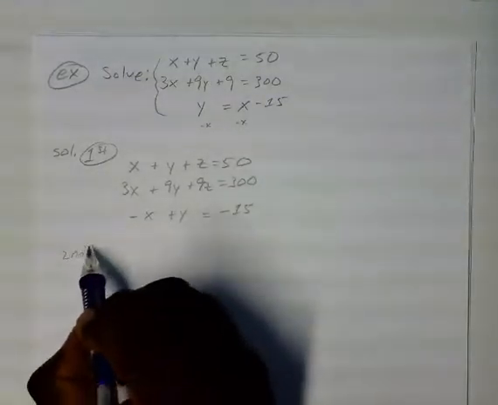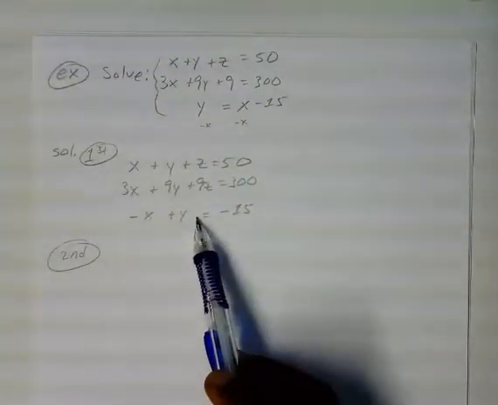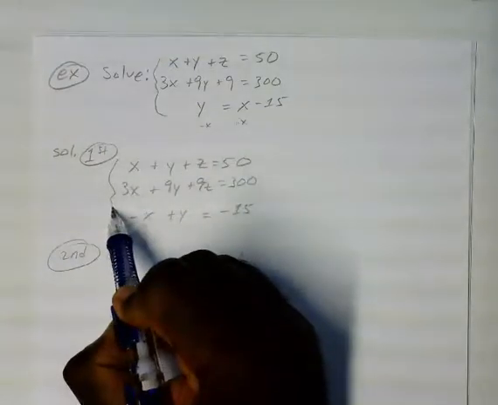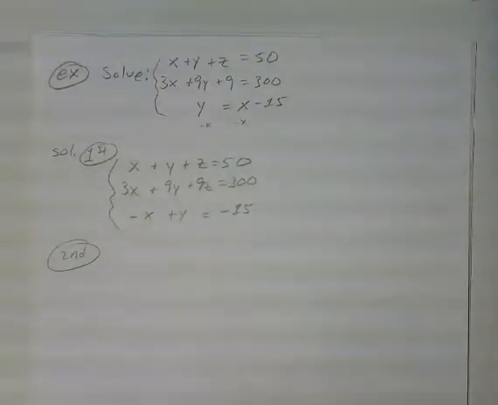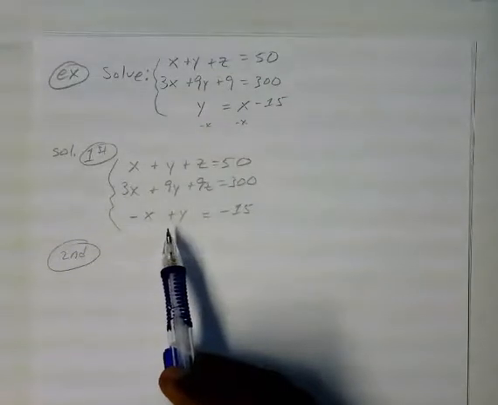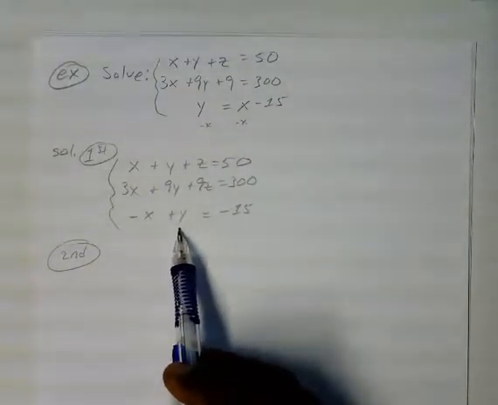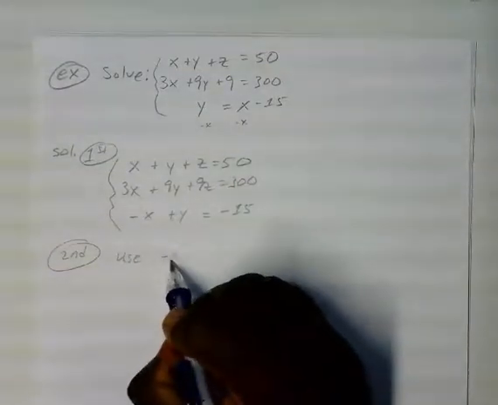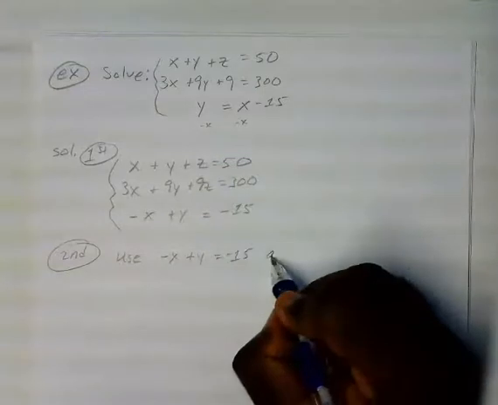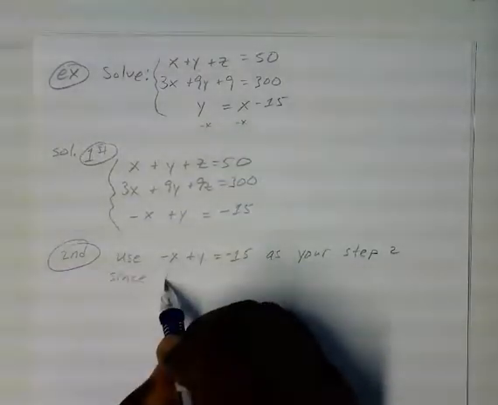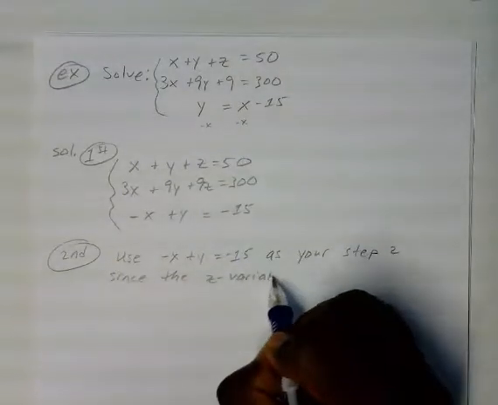Okay. Now, this one's different because if you notice, there's no z variable for this one, which is actually a very good thing for us. Because if there's no z variable, we don't have to eliminate a z variable. So that means our second step is done for us before we even start it, because we could just pick this as our second step. Because remember, your second step is to eliminate a variable. It's already done for us. So if you see one with a missing variable, they just helped you out. Okay, so we are just going to use negative x plus y equals negative 15 as your step 2, since the z variable is already eliminated.